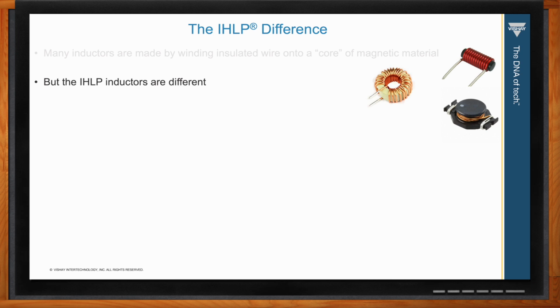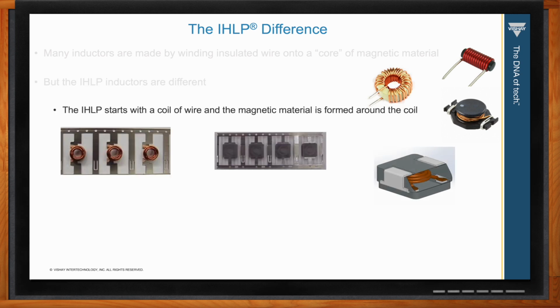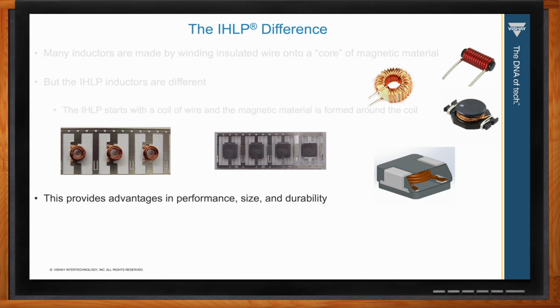They basically are made backwards. The IHLP starts with a coil of wire, and then the magnetic material is formed around the outside of the coil, which you can see here. And you can also see in the cross section that the powdered iron completely surrounds the coil. Now that's going to be good for EMI. This provides other advantages as well as far as performance, size, and durability.